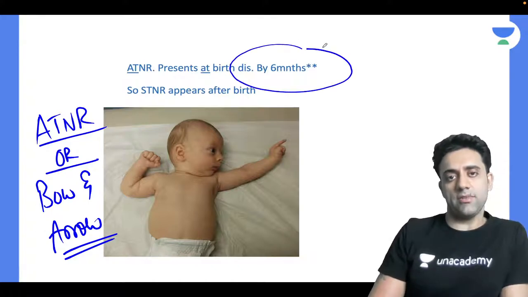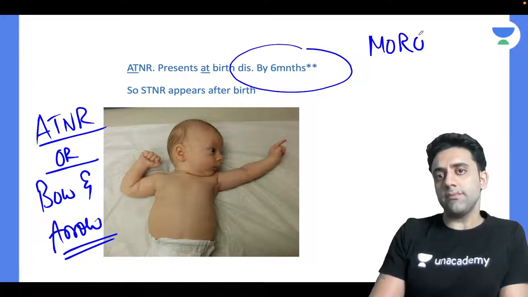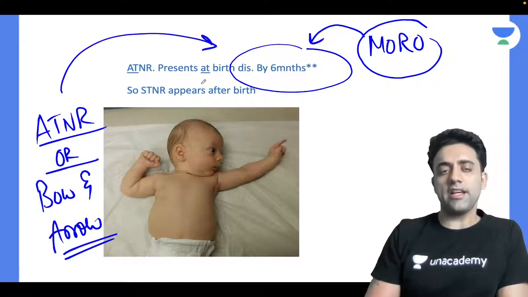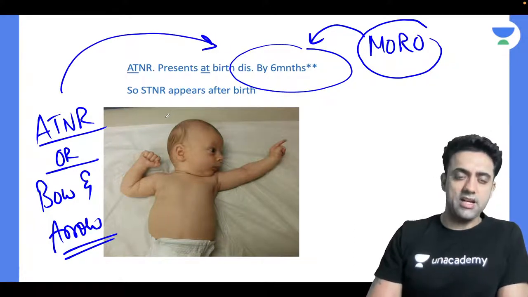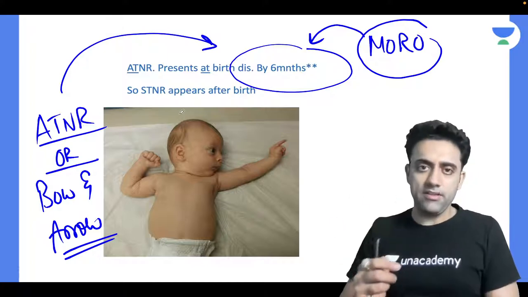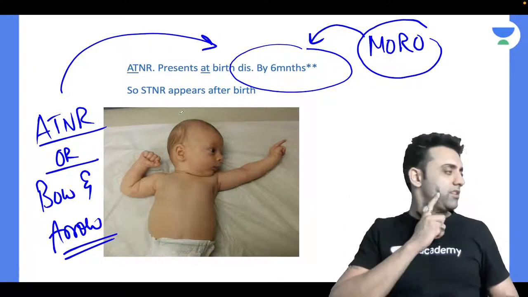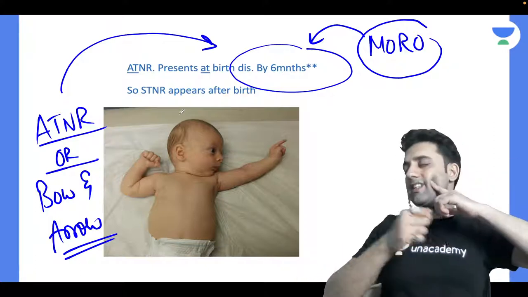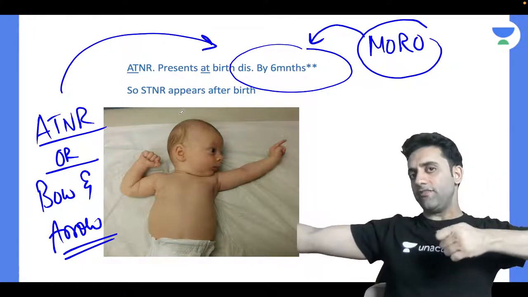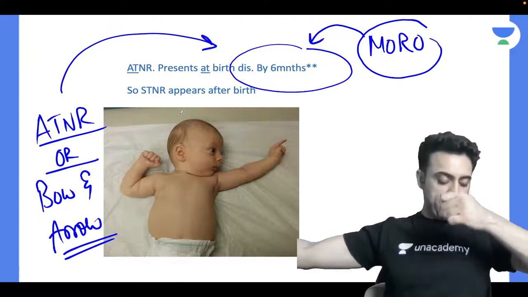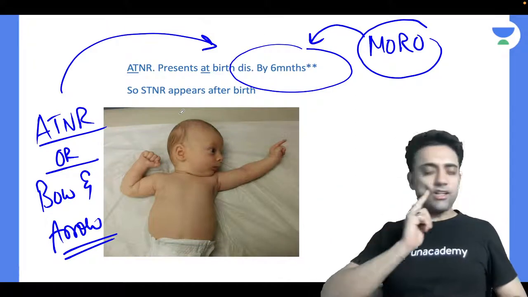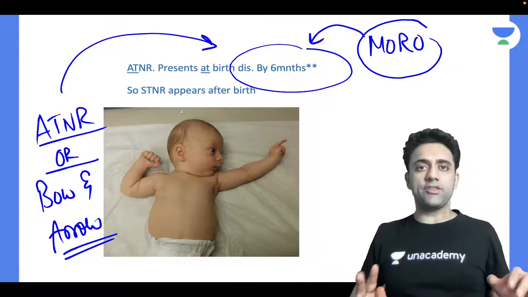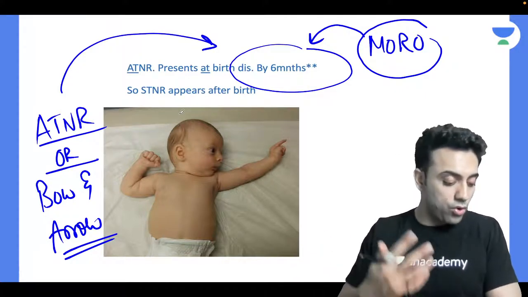disappears by 6 months. Remember, when does Moro disappear? Moro disappears by 6 months. Asymmetric tonic neck reflex disappears by 6 months. And remember, a 6 month old baby, when I turn the head to one side, will not do this. This reflex disappears by 6 months and the baby starts to roll over.